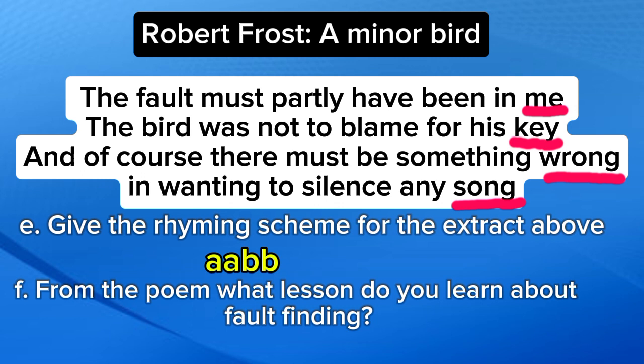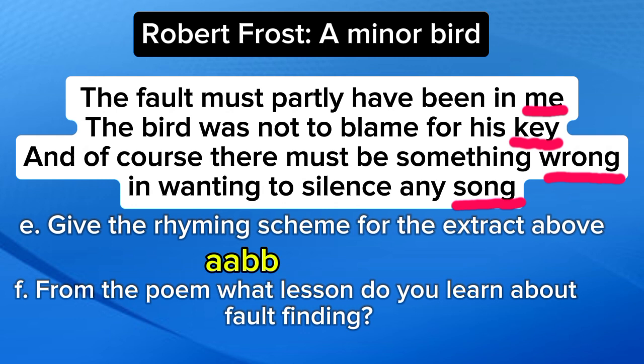So let us go to the third line. The end rhyme is what? Is wrong. Looking at the wrong, does the key rhyme with wrong? If it's yes, we put A, but if it's no, we have to go to the next letter of the alphabet, which is B. So we have A, and then we have wrong. Wrong does not rhyme with me or key, so we write B.